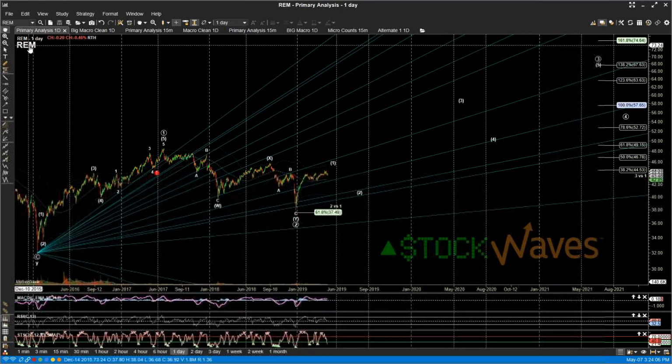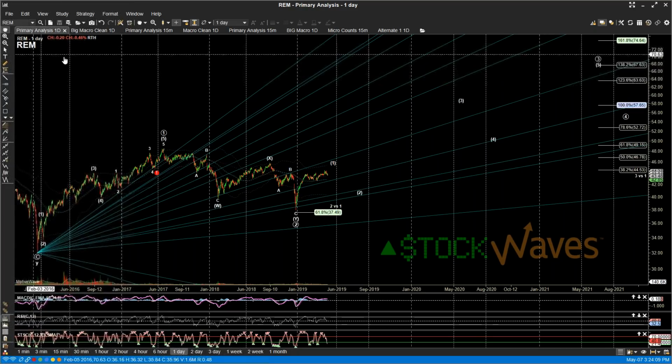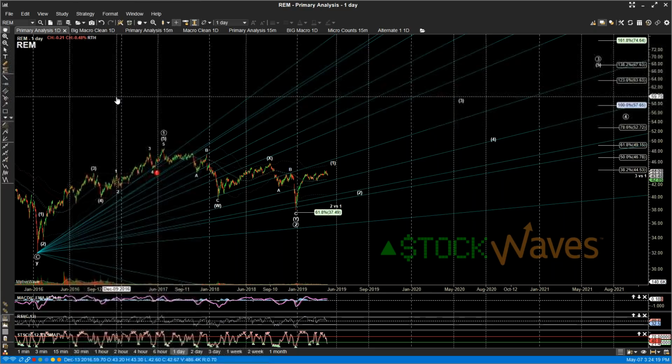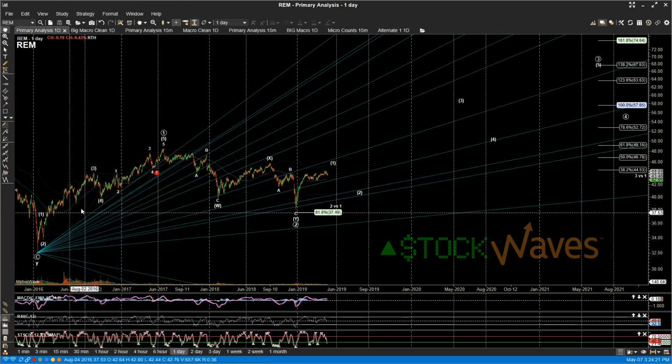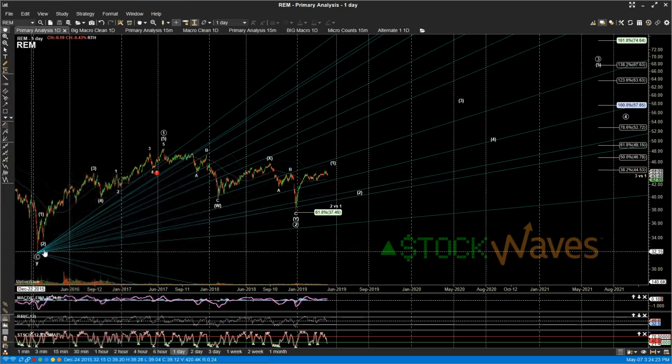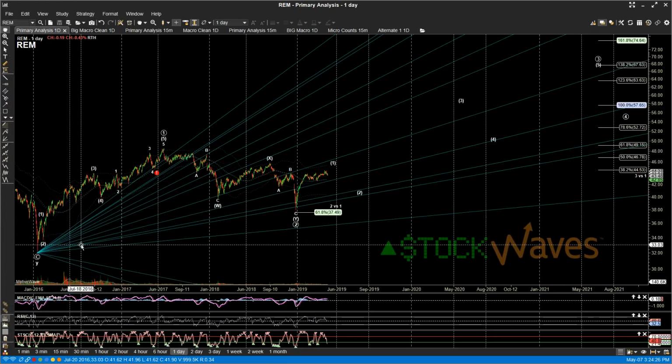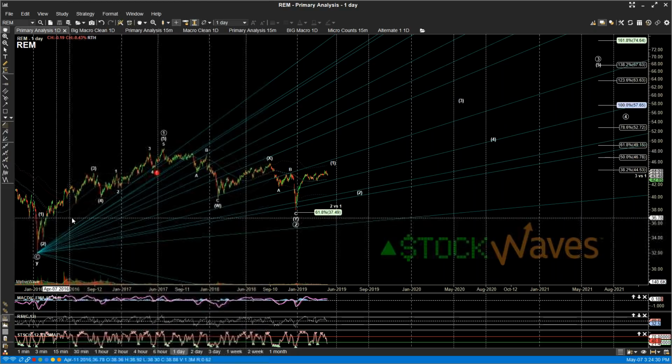First, wanted to take a look at REM, not the rock group from the 90s, and I think maybe they're still touring or putting out some albums, but a real estate investment trust index ETF. And I'm always a little bit wary of looking at things like this that tend to be more long-term cyclical as opposed to establishing a linear trend.